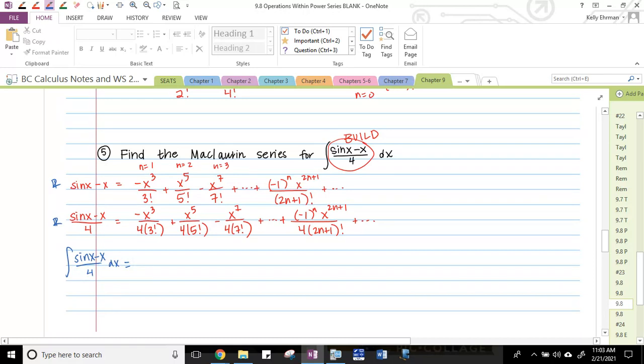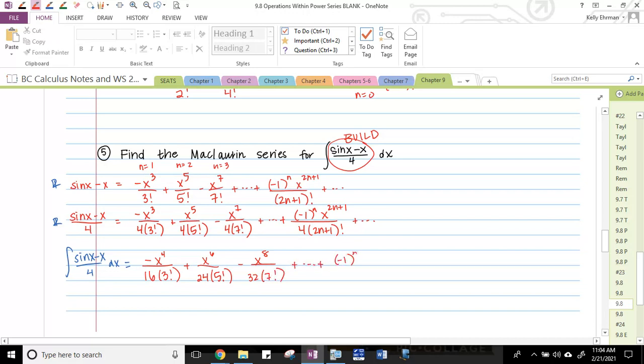Remember, taking the integral is just taking the integral of each term. So think about the power rule. We add 1 to our exponent. So now it's x to the 4th. And we divide by that new exponent. I already had a 4 down there. So now this is 16 times 3 factorial. Plus, this becomes x to the 6th over 6 times 4 is 24 times 5 factorial. Minus, this becomes x to the 8th. 8 times 4 is 32. 7 factorial.